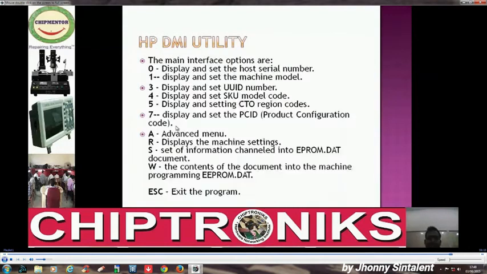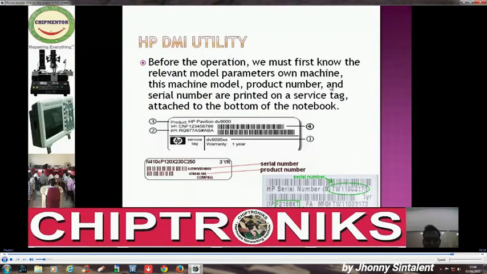Let's go to the next slide. 0 means display and set the host serial number. 1 will display the machine model, as we have seen. Let's go to the next slide, previous slide. You see this is the serial number, this is the model number.